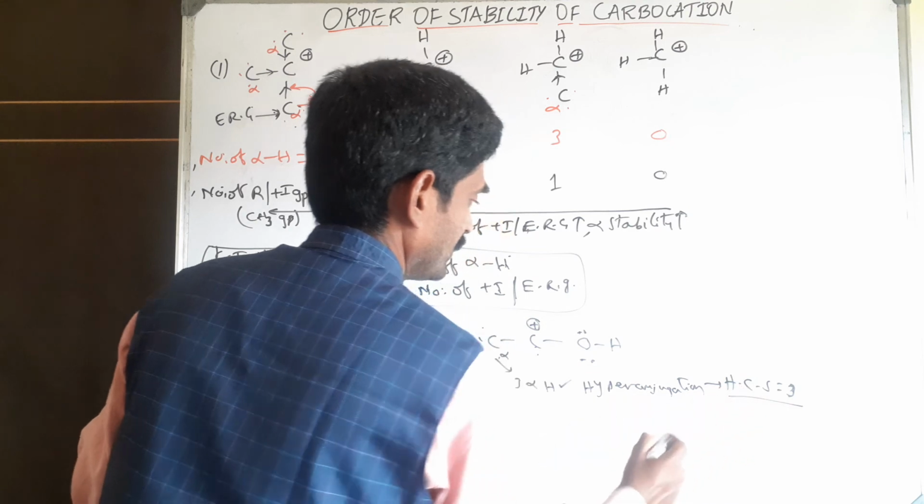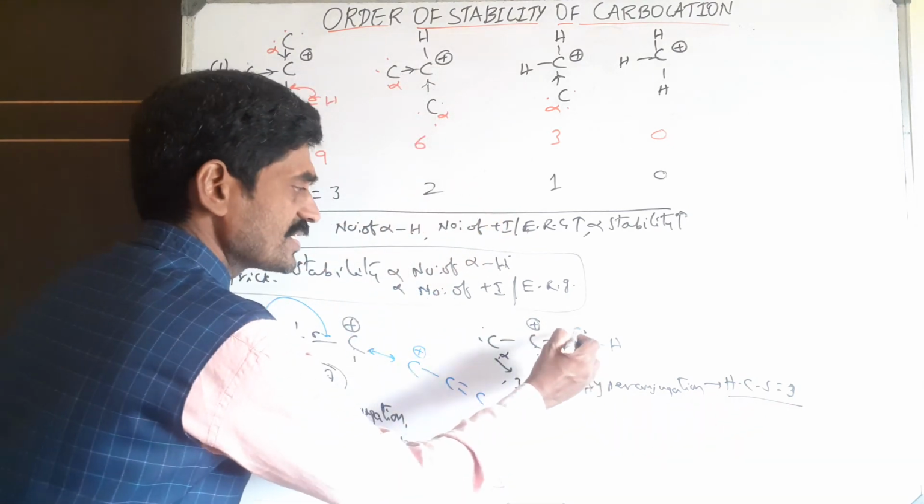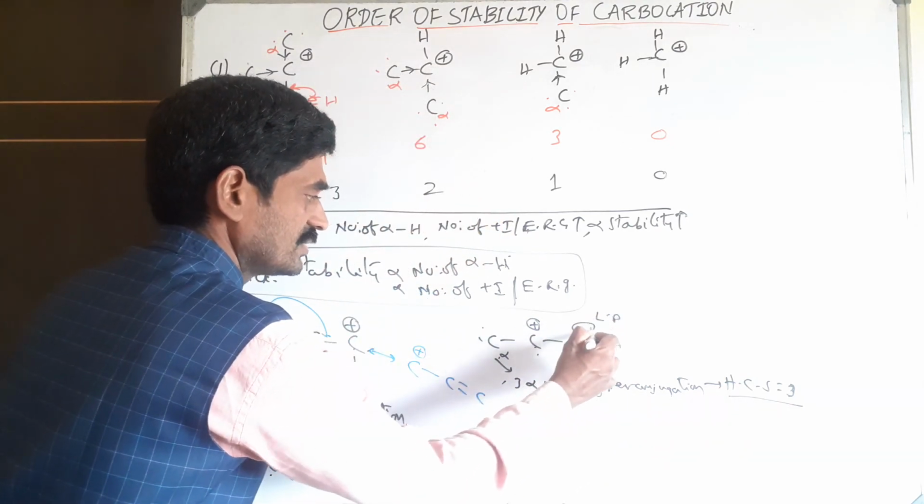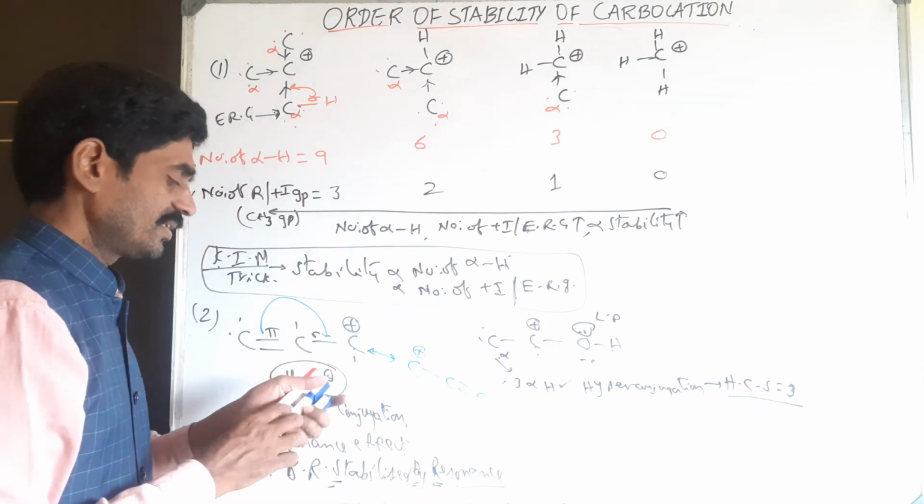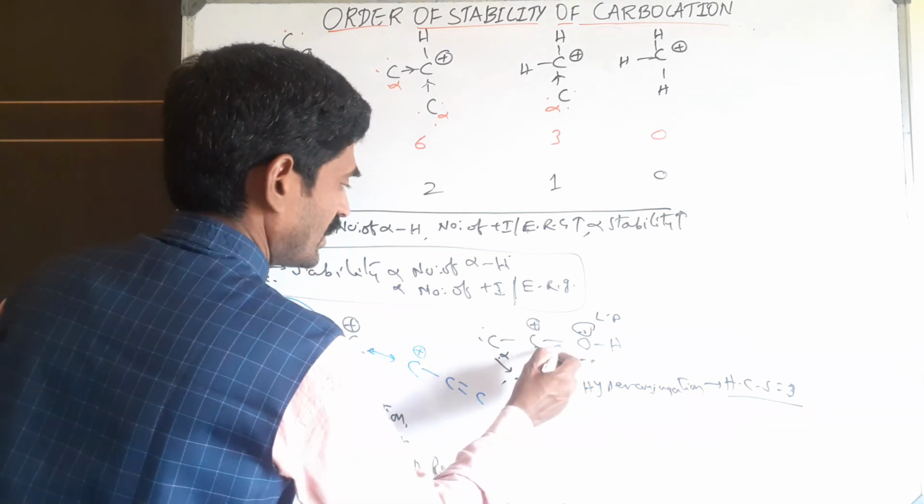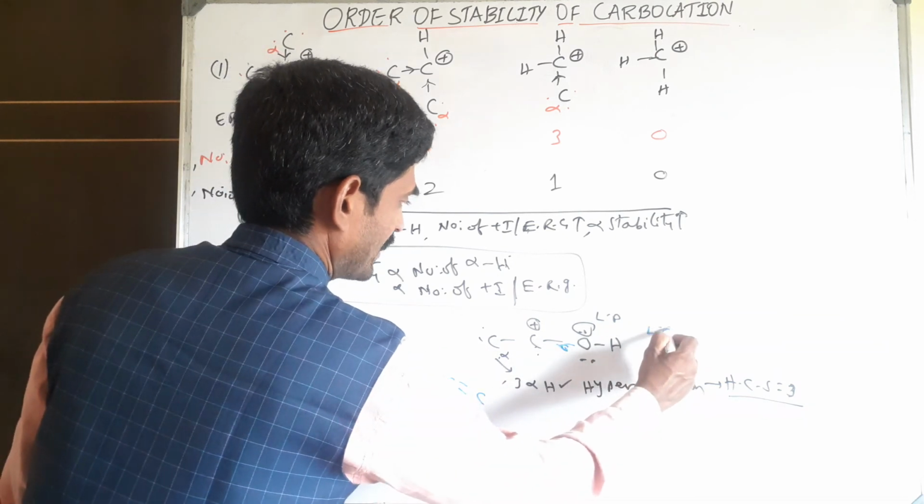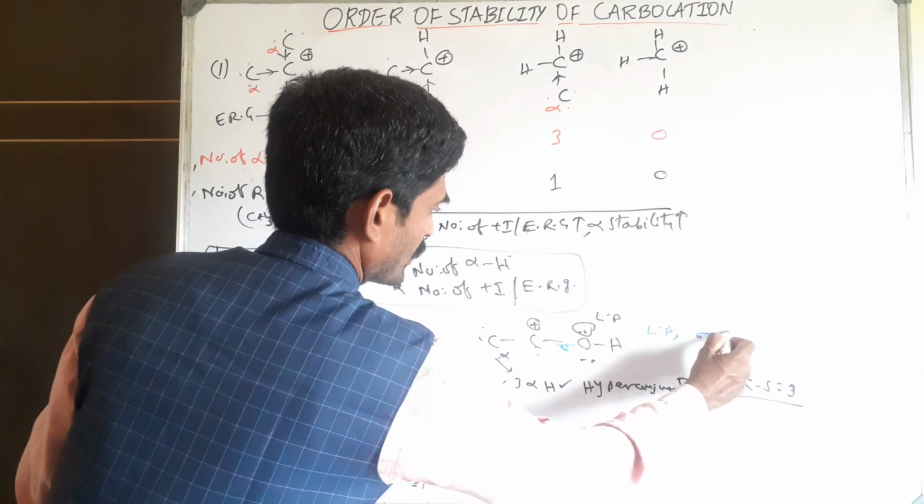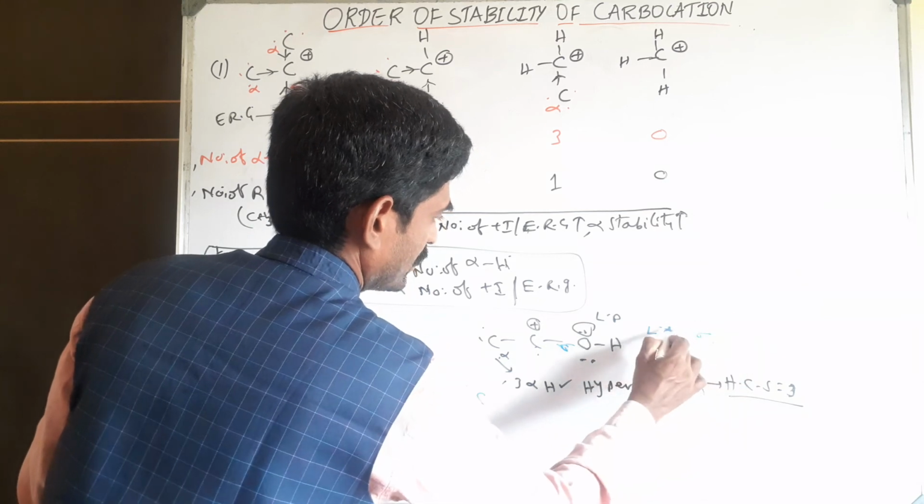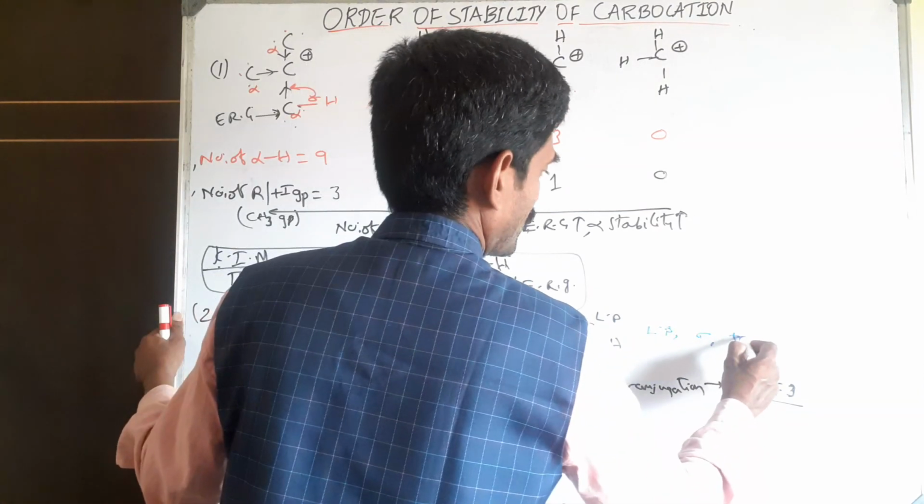Okay, fine. Then here are lone pairs of electrons. Then these lone pairs of electrons, and this is a sigma bond, and this is a positive charge. Wherever lone pairs of electrons, a sigma bond and a positive charge are present, right?